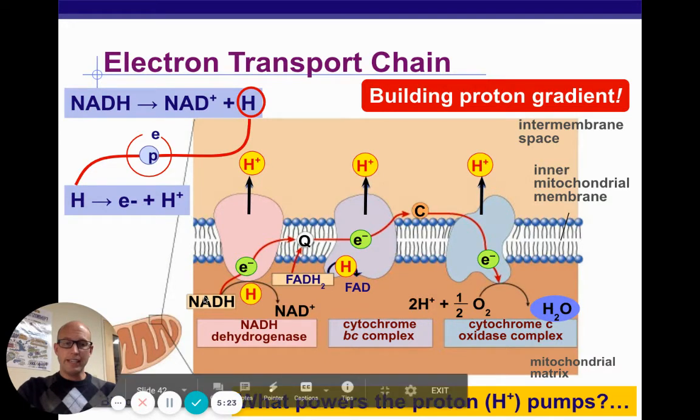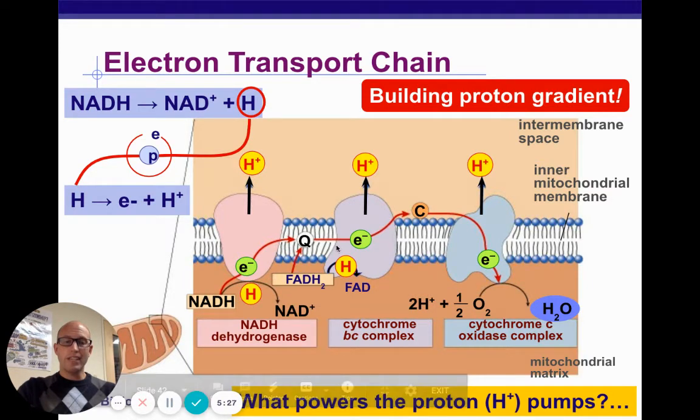So once again, NADH right here drops off the hydrogen. The hydrogen splits into the electron, which travels through, and the proton, which gets pumped into the intermembrane space. Now notice that FADH2, I've referred to this as kind of like a smaller piggy bank. Notice it drops off its hydrogen a little bit later. Therefore, it doesn't pump quite as much hydrogen across, and therefore it's not worth quite as much ATP.